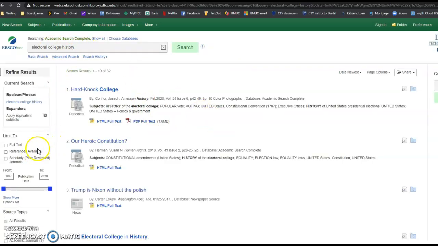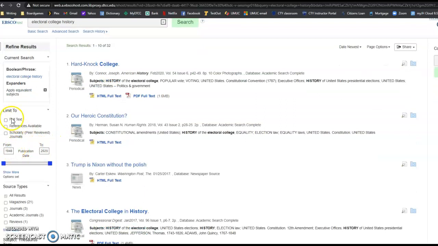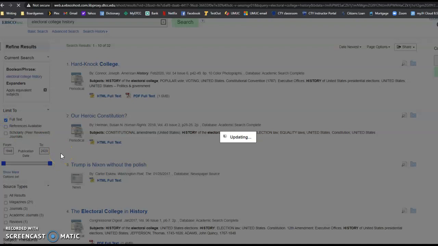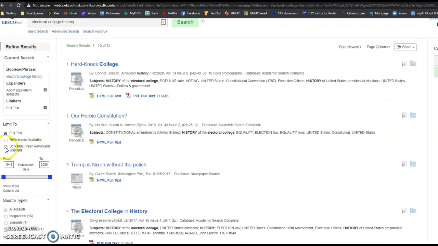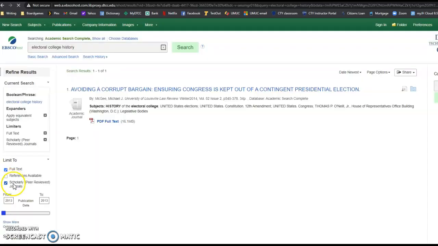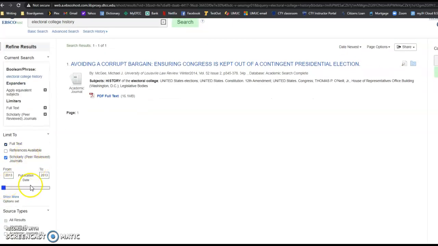You can see all this stuff comes up. The nice thing is that I can choose to limit this. I want a full text article. I want to be able to access the whole article. I want it to be a scholarly peer-reviewed journal. And I don't want it to have been written... Oh, good.